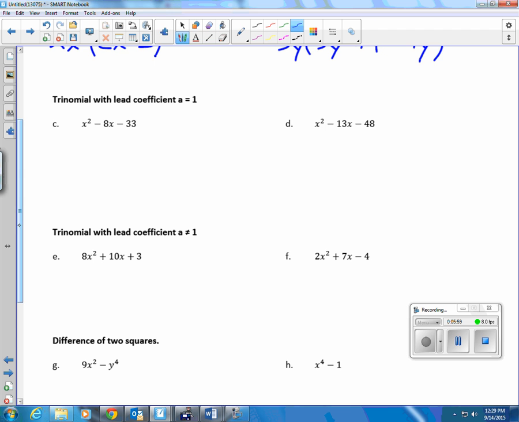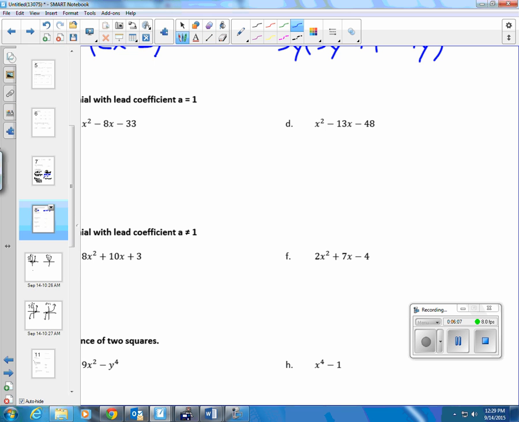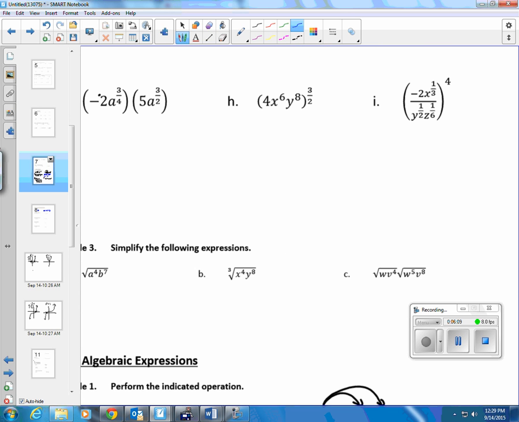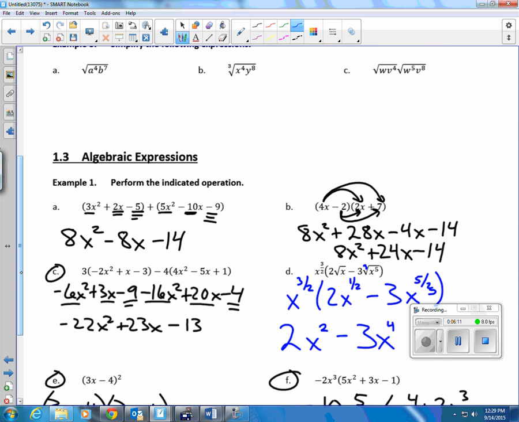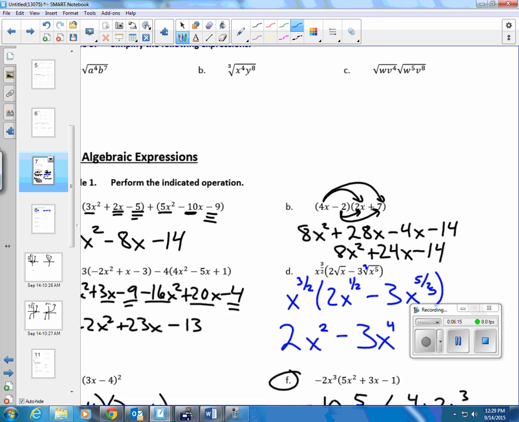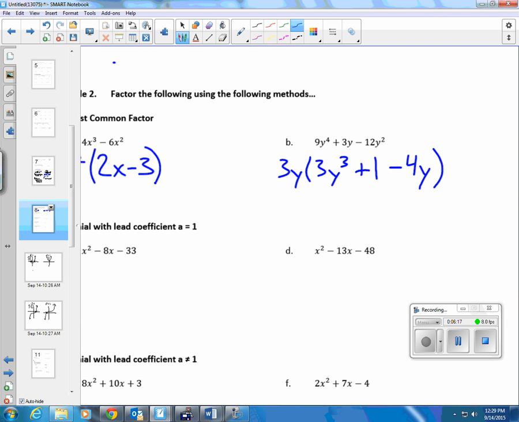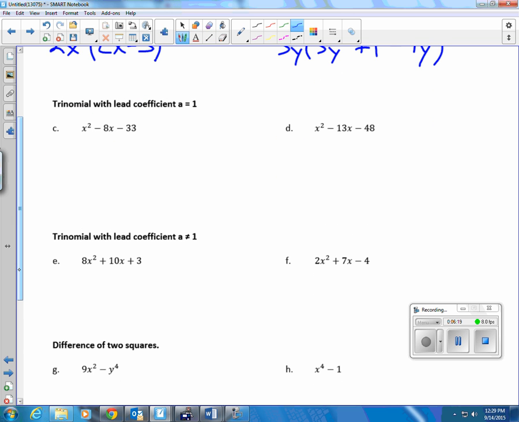Okay, then sometimes you don't have a greatest common factor. Well, trinomials. I remember the problem we tried on the other page. We ended up with a trinomial, didn't we? We took two binomials and multiplied them together, and we got a trinomial. So I bet this trinomial comes from two binomials. In fact, what times what gives you x squared? X. What two numbers multiply to negative 33 that add to negative 8? Negative 11, positive 3, done and done.